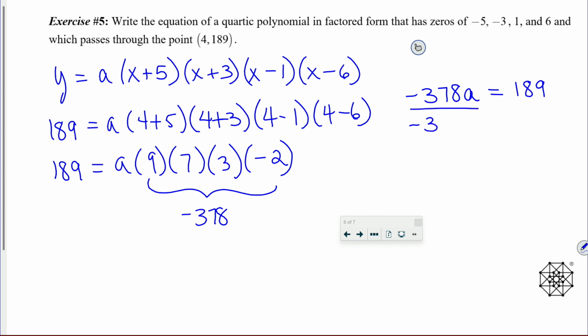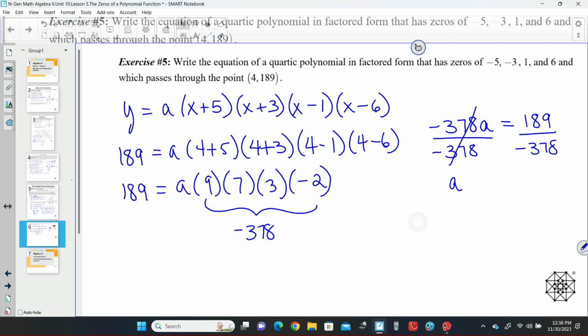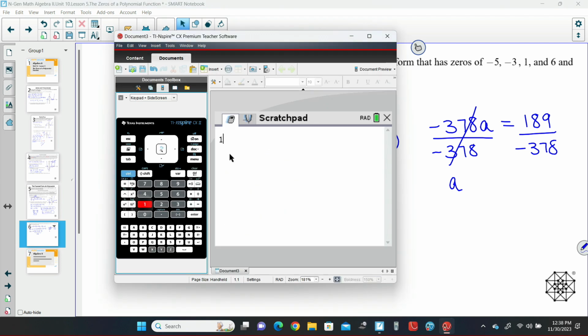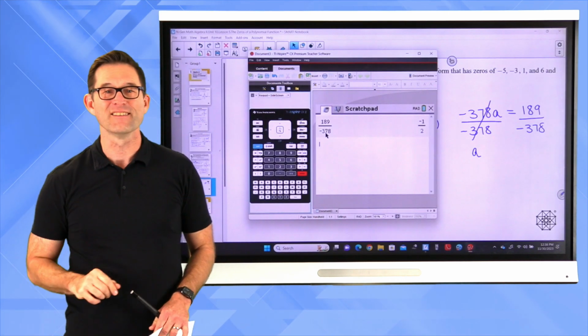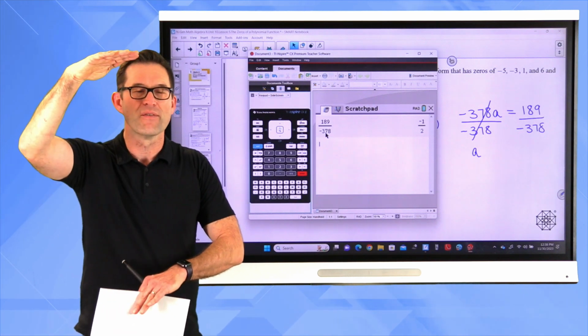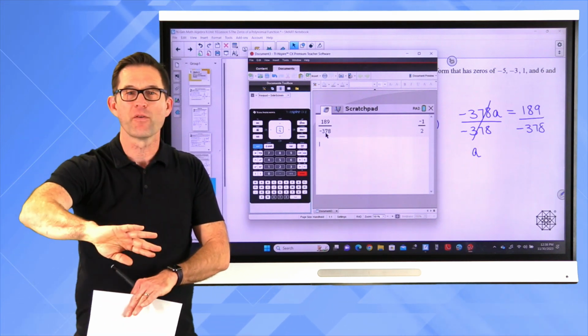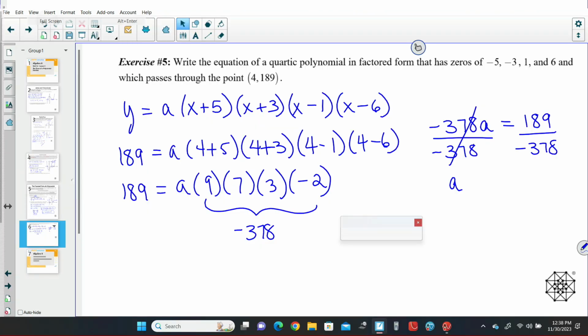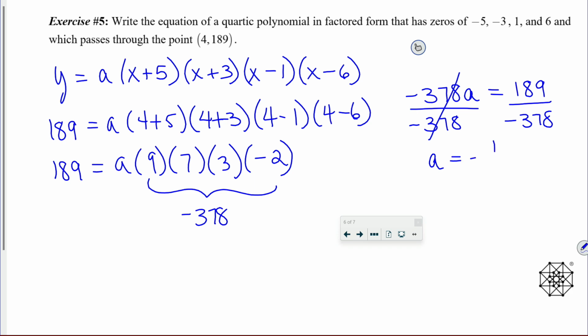Divide both sides by -378. And again, if you're kind of like, well, I don't know what that is, awesome. I might not know what that is either, just by looking at it. So maybe I do 189 divided by -378. It won't always work out nicely, but in this case it does. My a value is -1/2, giving me both a vertical compression and a reflection across the x-axis. Not that that matters so much here, but I get a equals -1/2.